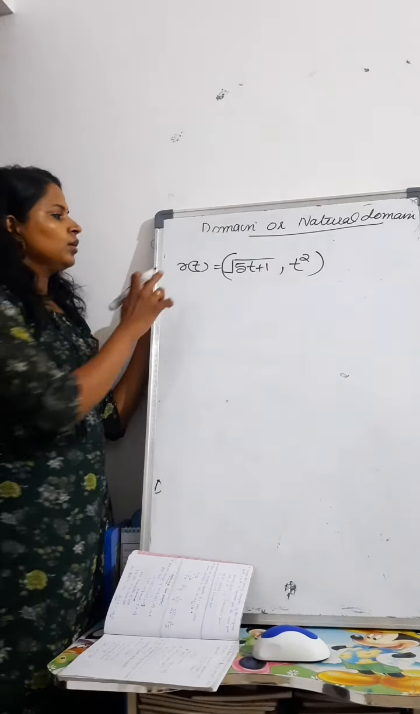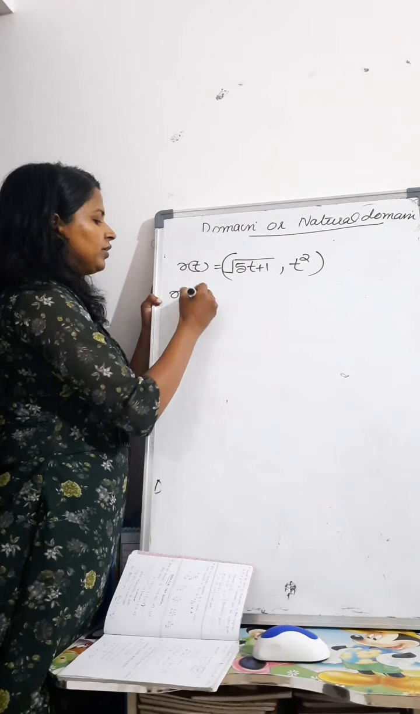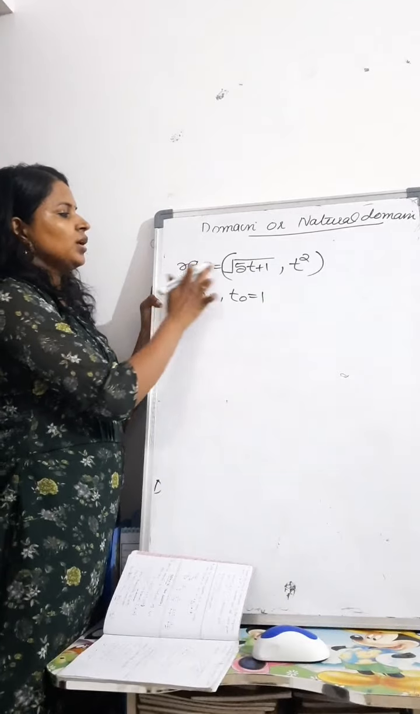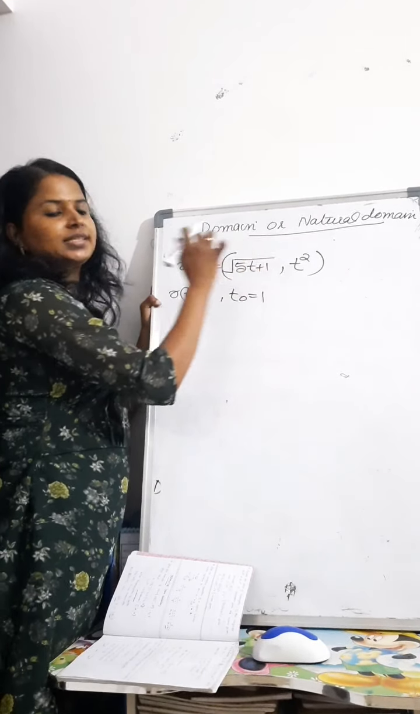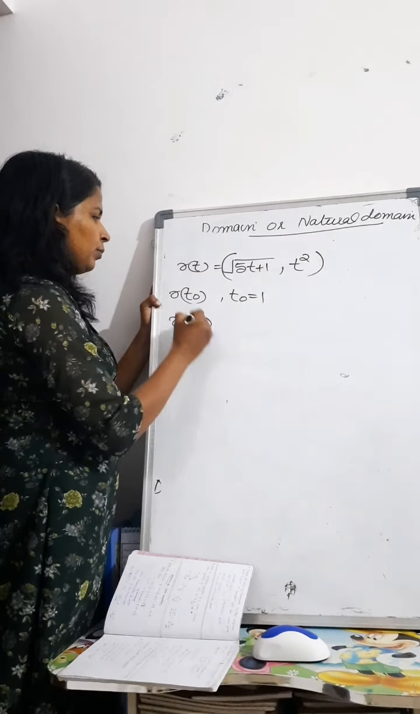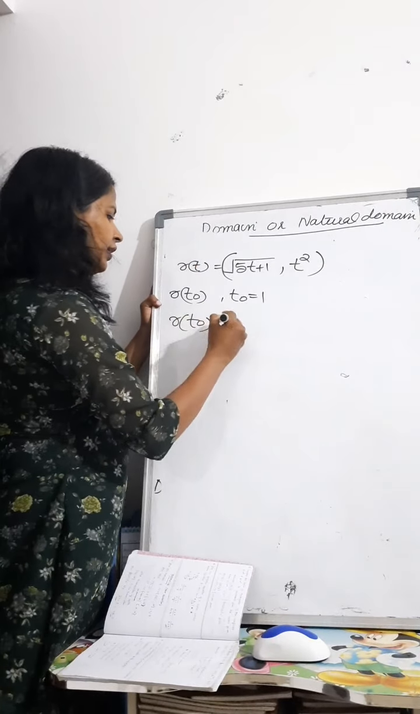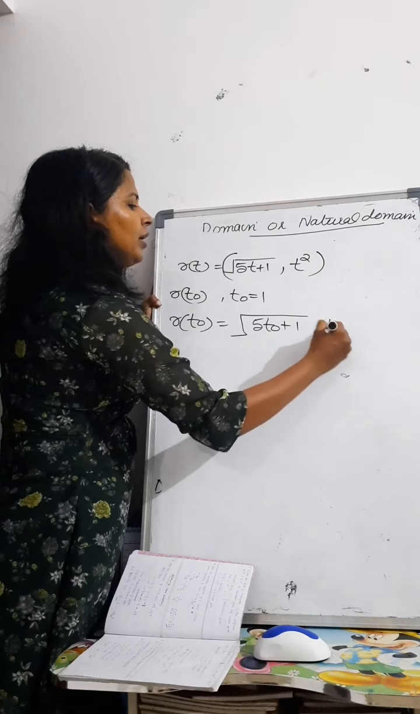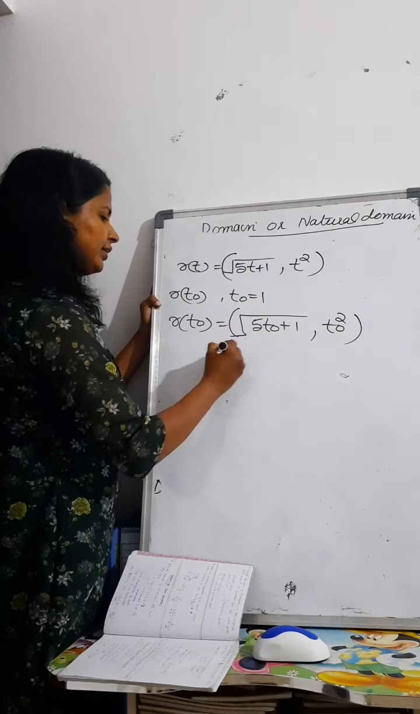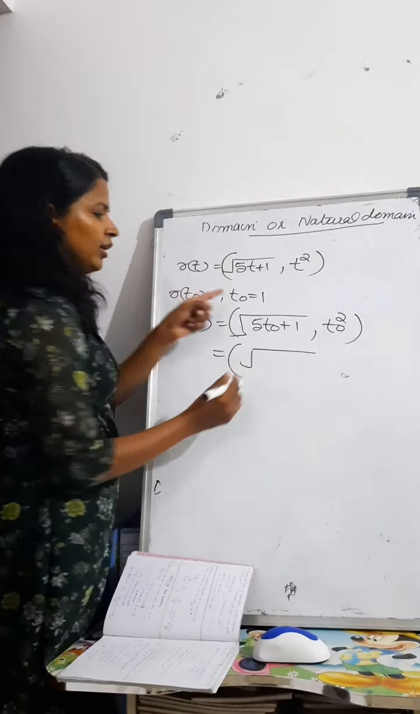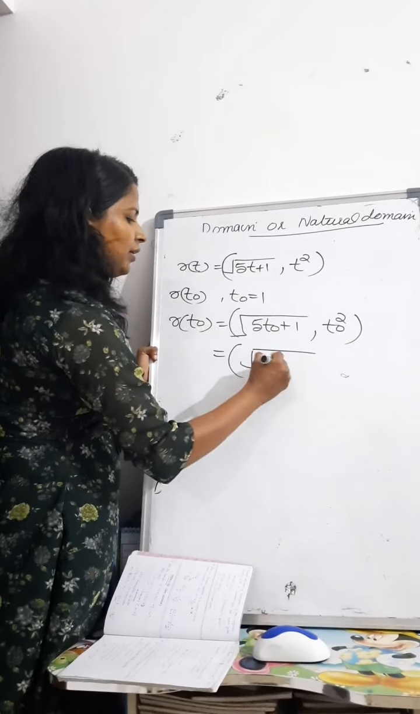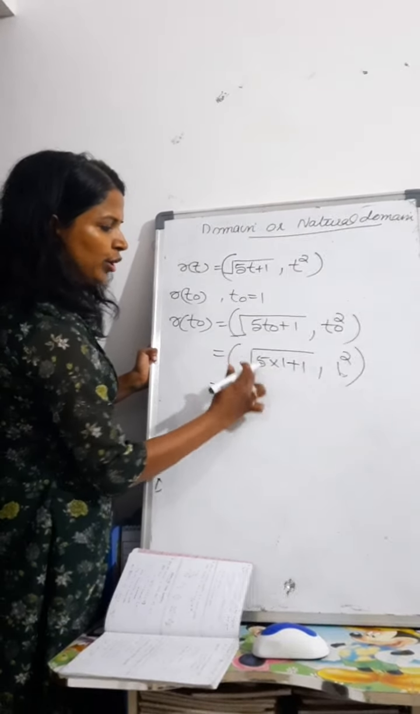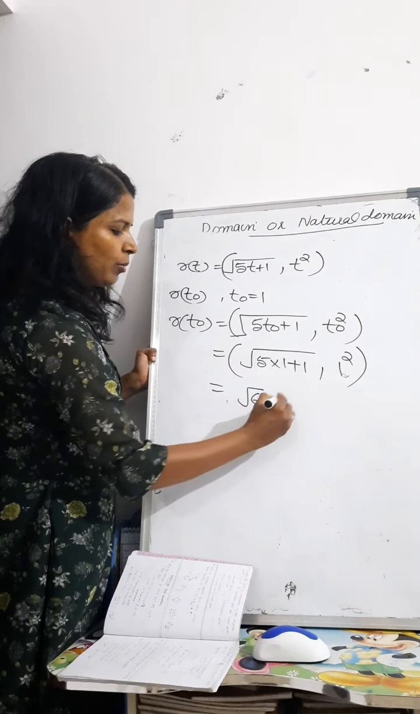One more question. Find r of t naught, where t naught is equal to 1. Here r of t is root of 5t plus 1 comma t square. So for r of t naught, put t equal to t naught. That is root of 5t naught plus 1 comma t naught square. With t naught equal to 1, that is root of 5 into 1 plus 1 comma 1 square. That is root of 5 plus 1, root 6 comma 1.